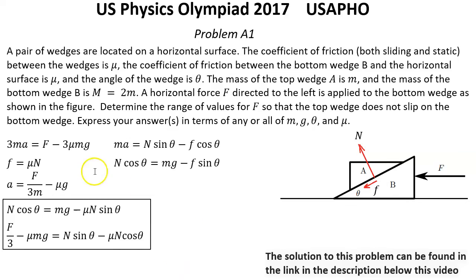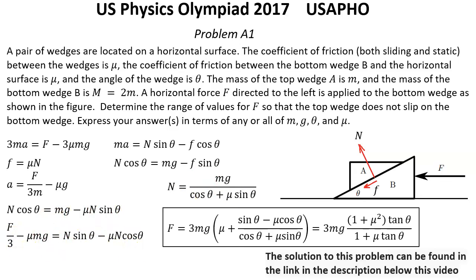Now when we insert force of friction mu N into these equations, and the acceleration, we have these 2 equations, and from this first equation again we can express the normal force. That will be this expression. And the last step is to put this normal force here. And finally for force F we have this expression, which is the solution for the smallest possible force F. That was a solution for problem A1.